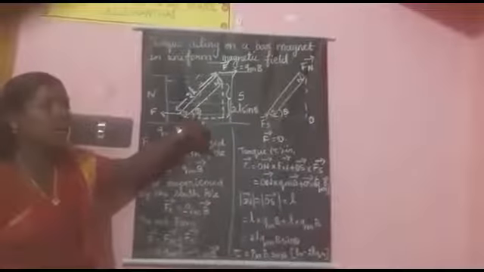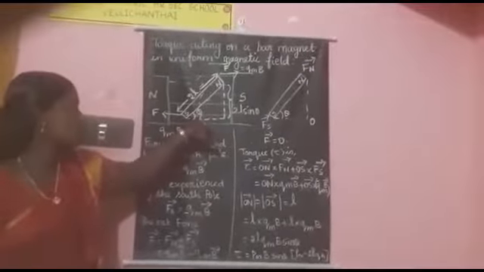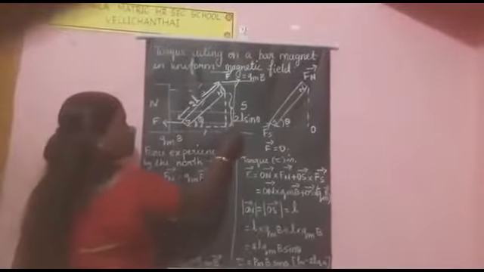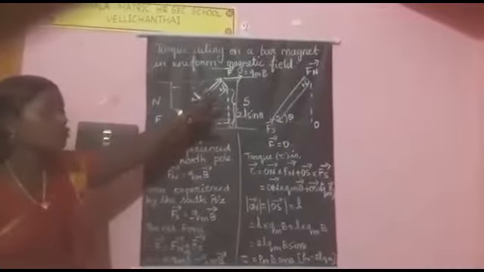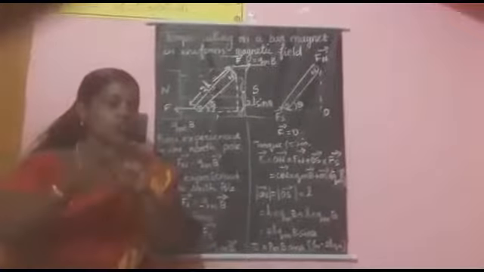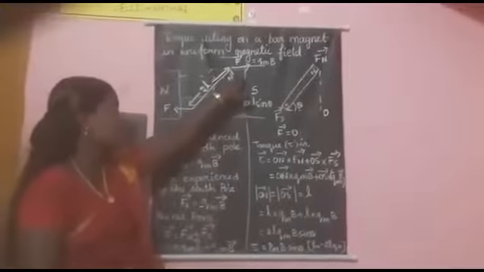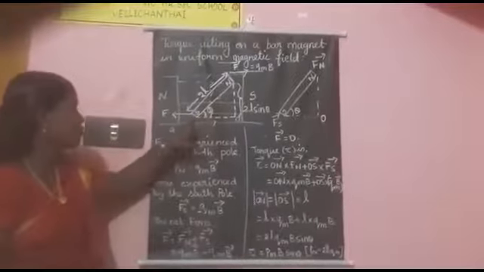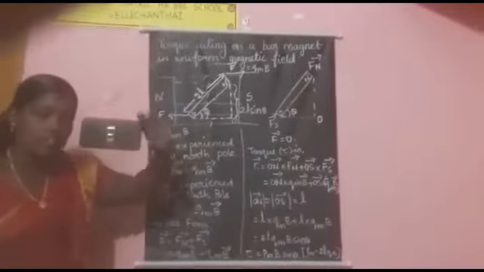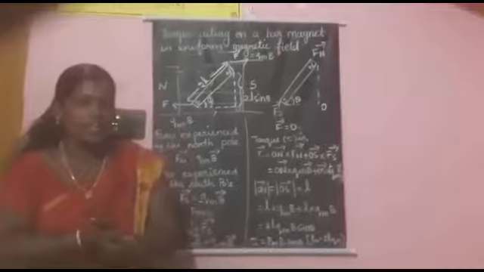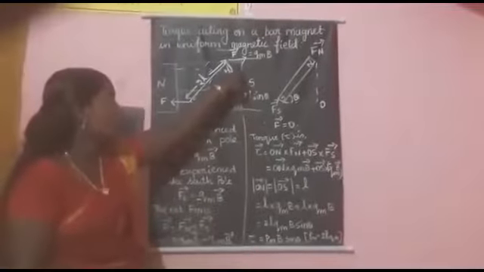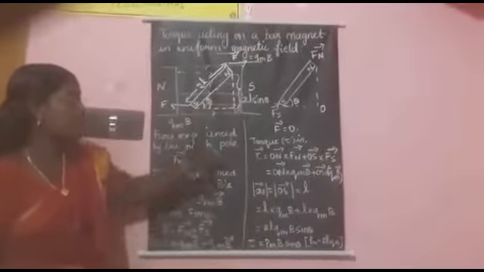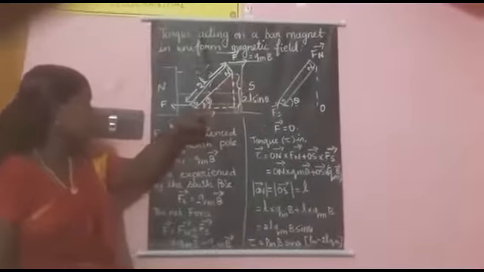Okay, so here one angle is there, angle theta, between the north pole to south pole line and the field direction. Here two forces act on the poles. The first force acts on the north pole, to the right side. Here one force acts on the south pole, to the left side. Equal force but opposite direction. The direction is different, so we consider this positive and this negative. Okay.